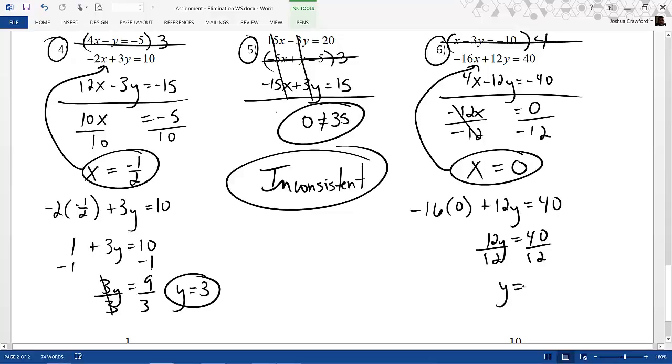So y equals, let's see, 40 breaks up to 4 times 10. 12 breaks up to 4 times 3. Now the 4's will cancel, and we're left with 10 over 3.